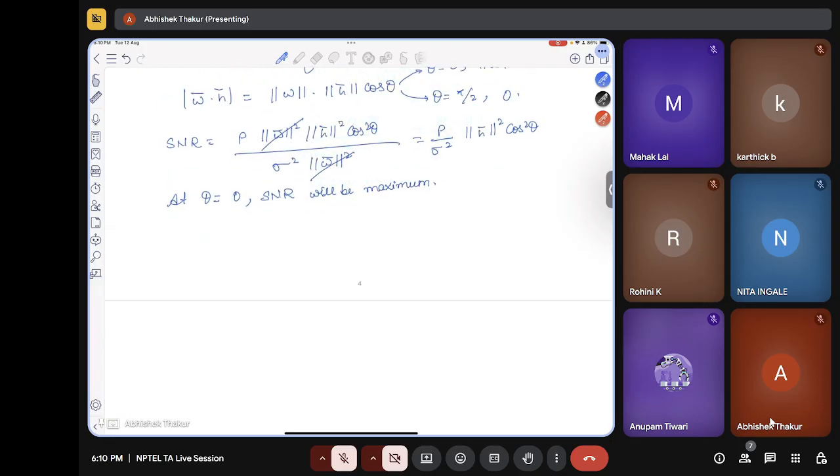Understood? So now, what is the SNR max value at theta is equal to 0? That is P by sigma square magnitude of H square. And this we can write as P by sigma square mod of H1 square, because magnitude of H bar square will be mod of H1 square plus mod of H2 square.